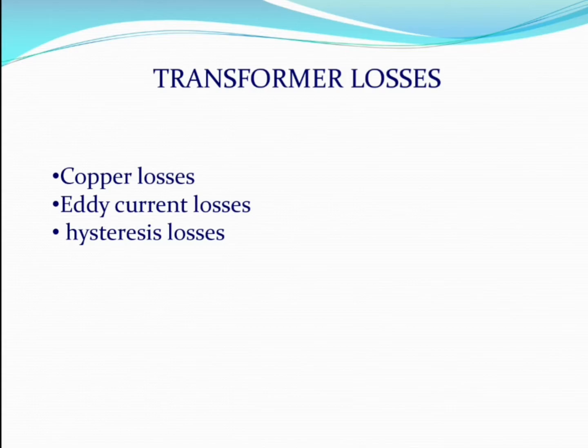That means in place of iron core, we can use a high resistance silicon steel. So these two methods will help us in reducing the eddy current losses.